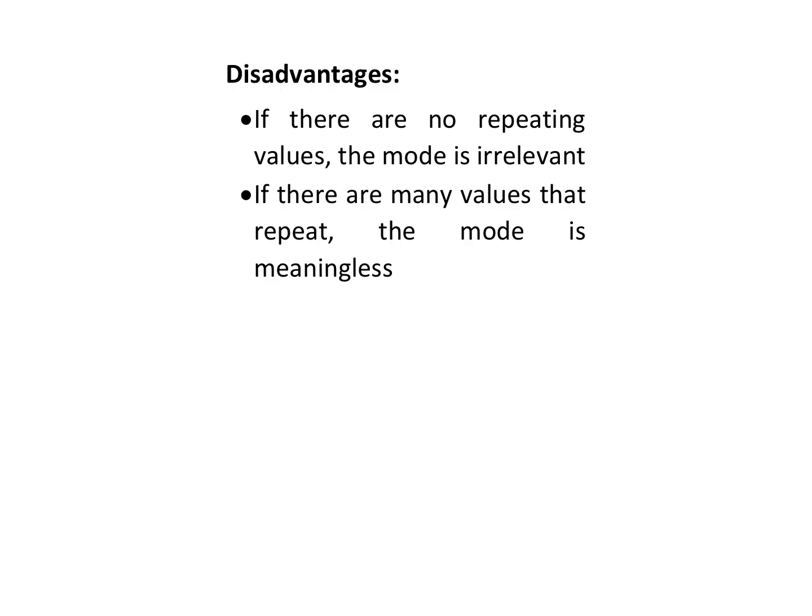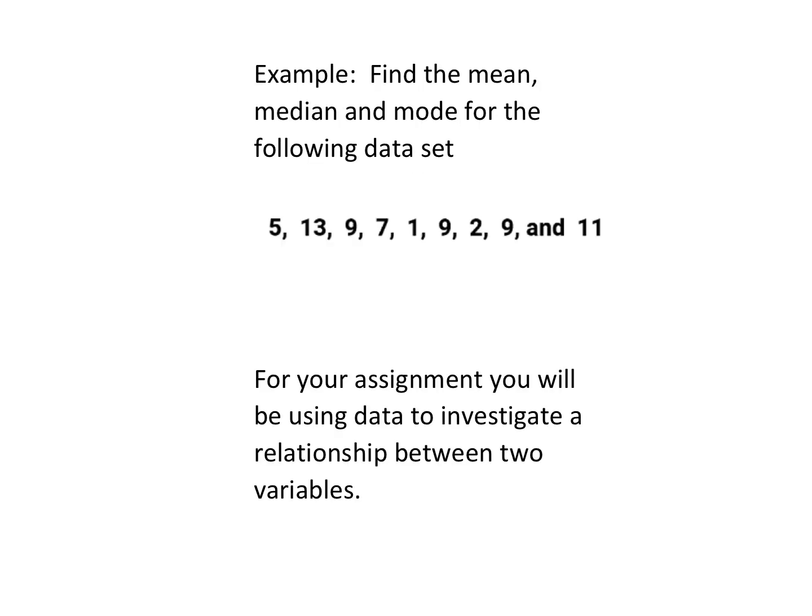So here's the disadvantage: no repeating values. The mode is irrelevant, right? So if we don't have a mode, it isn't really useful. Or if there's many values that repeat, it's also not useful. Okay, so let's look at this data set. We want to find the mean, median, and mode.